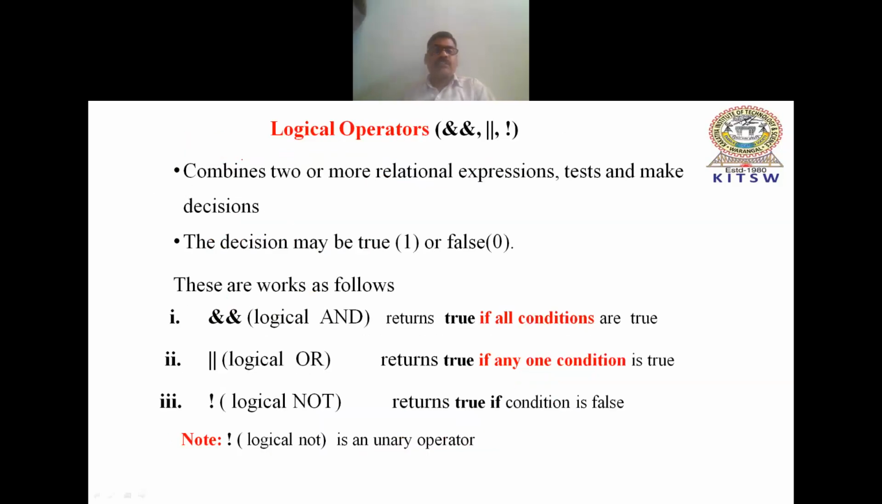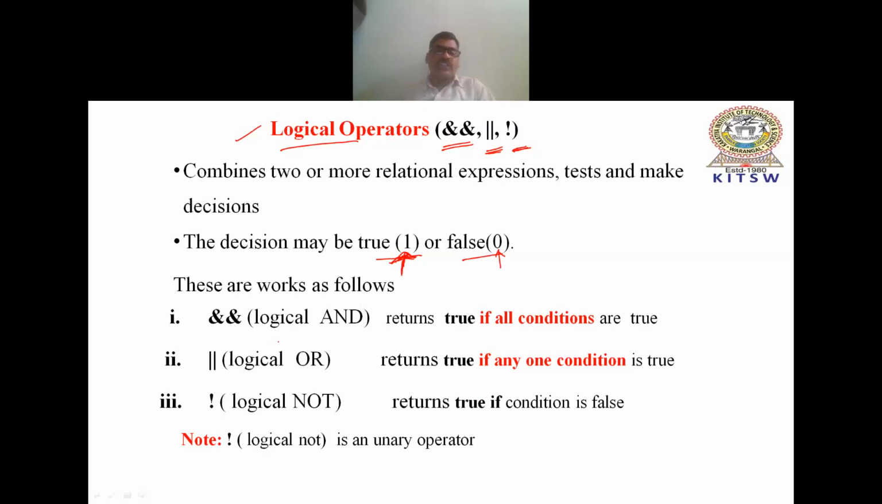Coming to logical operators, these are the three important logical operators. This is logical AND, the double ampersand. This is the double pipe, logical OR, and this is negation. Logical operators are used for combining two or more relational expressions and testing whether the combined expression is true or false. False is indicated with 0, true is indicated with 1, or any non-zero integer value, whether positive or negative, is taken as true.